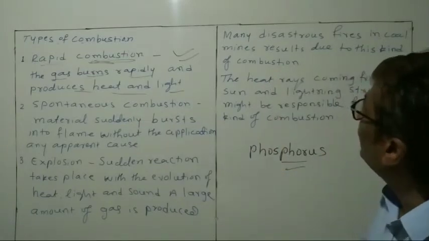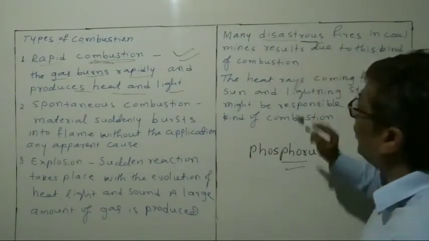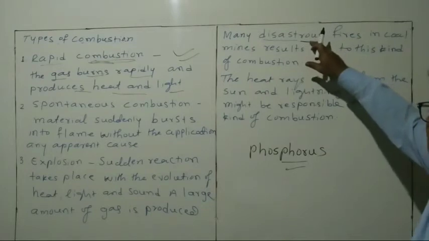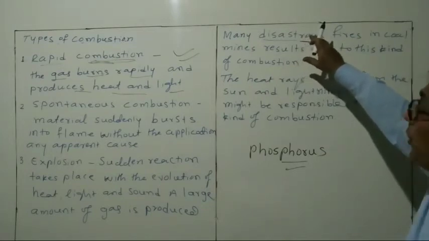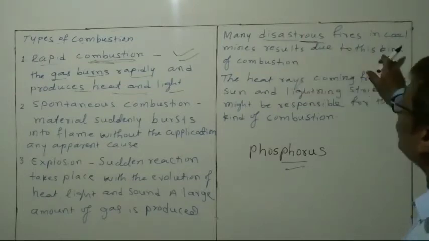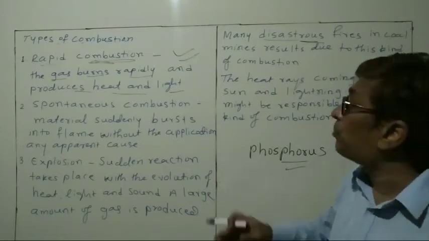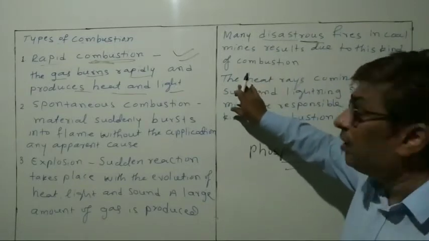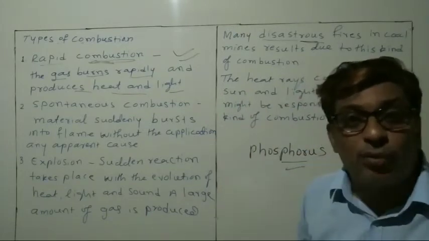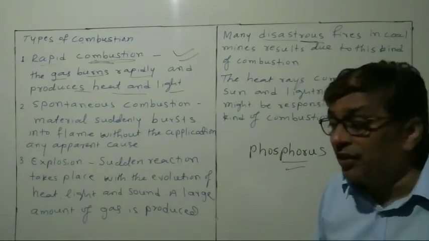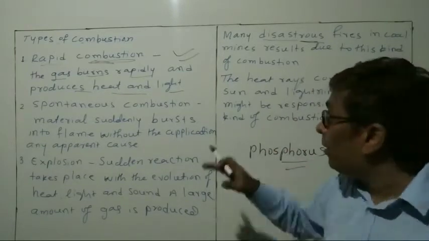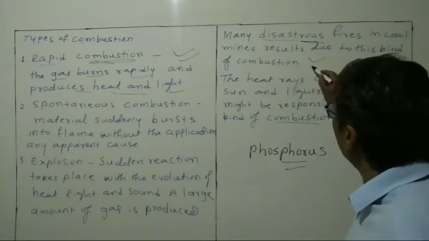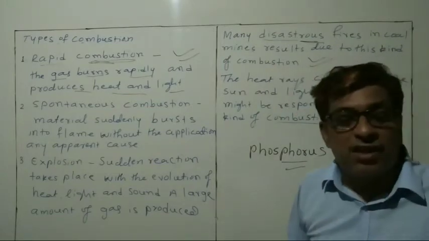Okay, what example can we give? See here, many disasters, fires in the coal mines. You know that in coal mines, many dangerous accidents take place. Fires in the coal mines result from this kind of combustion, and great damage takes place. It may be due to the heat rays of the sun, and a lightning strike might also be responsible for this type of combustion.